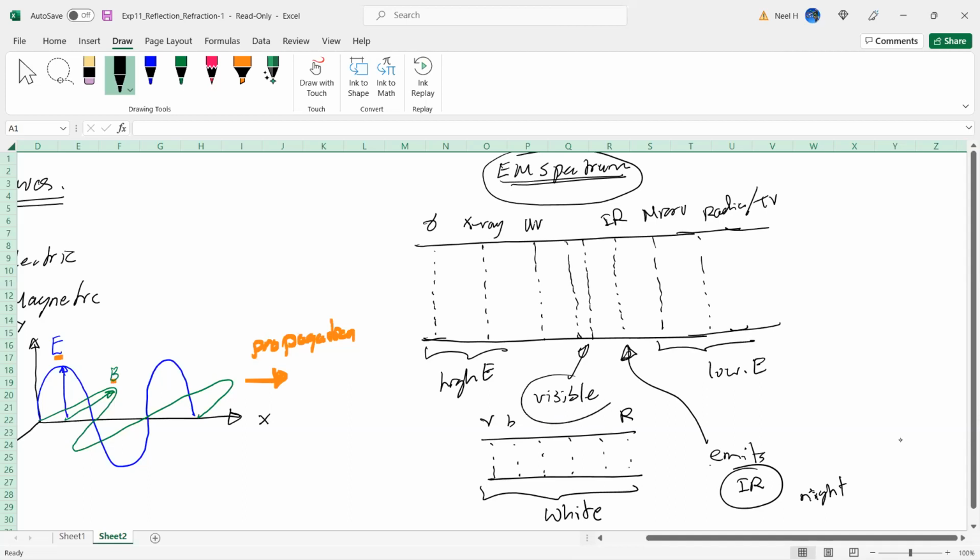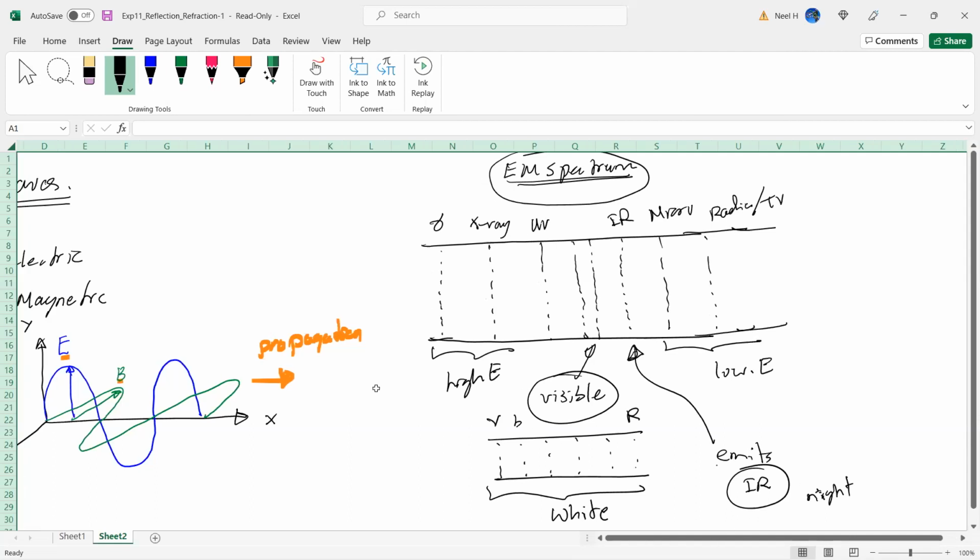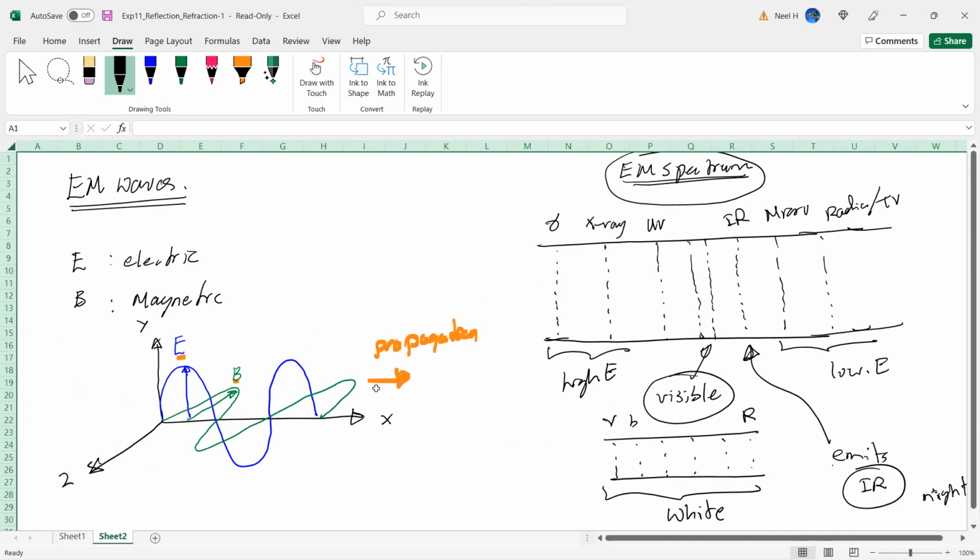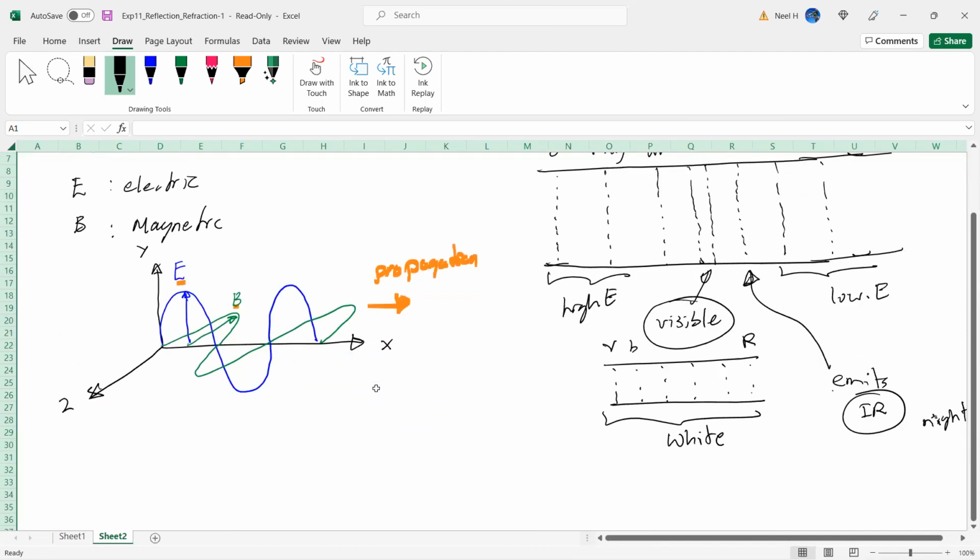So other than the visible region, you can see how much it is really important. So that's one of the most important discoveries: understanding the electromagnetic spectrum to the whole development of engineering and application. Okay. So out of that, what we are interested in today is only visible, which means what we can see.